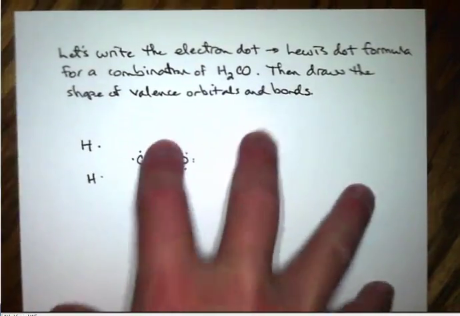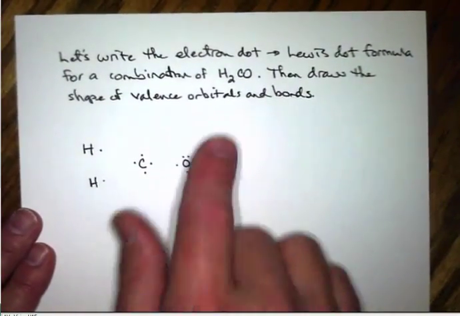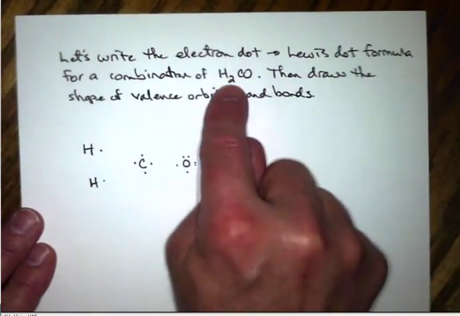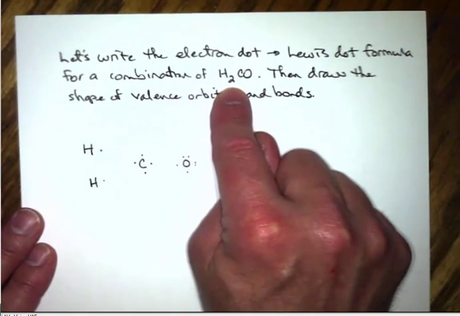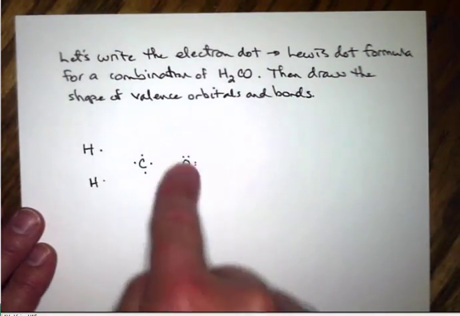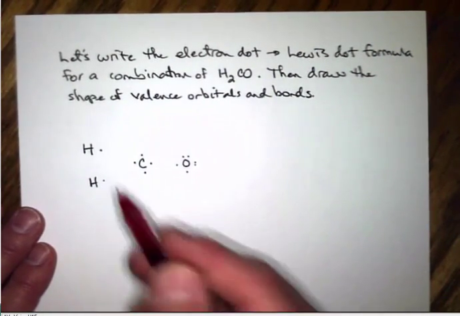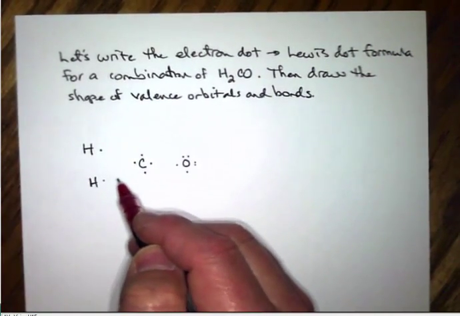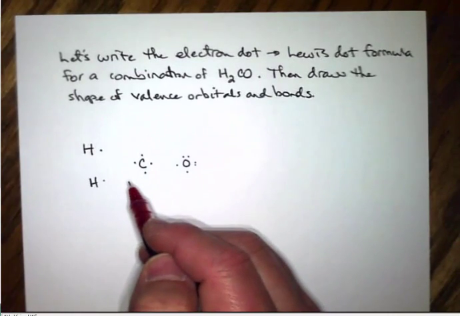Okay, so now we're going to write the electron dot, or Lewis dot, formula for a combination of this thing here. This is called formaldehyde. Then draw the shape of the valence orbitals and bonds. So I put down the electron dot formulas first, and I'm going to share one time between each of these atoms and then see what else I can do.